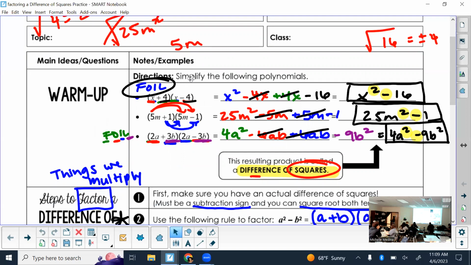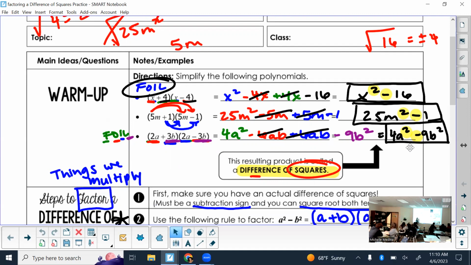All right, so what we noticed yesterday is that in these three problems that we were given, our answers looked kind of similar. Normally when we FOIL a binomial times a binomial, a 2-term times a 2-term, which is what a binomial is, when we multiply them, usually we get 3 terms. But in this one, we got 2 terms.